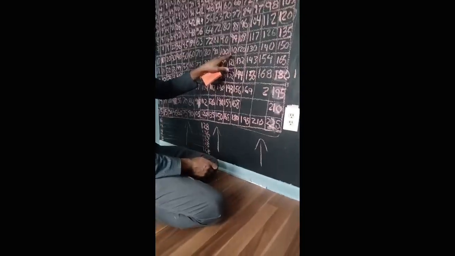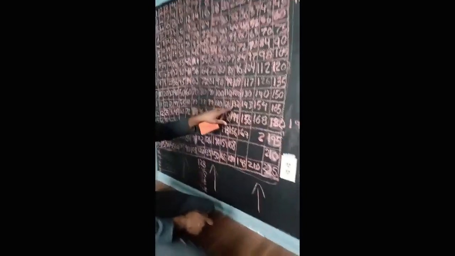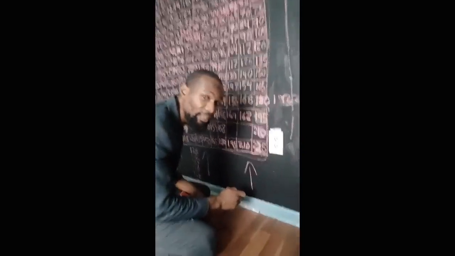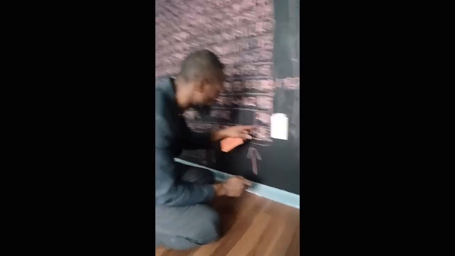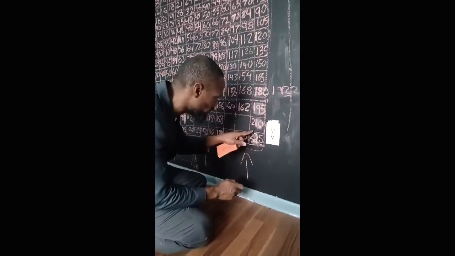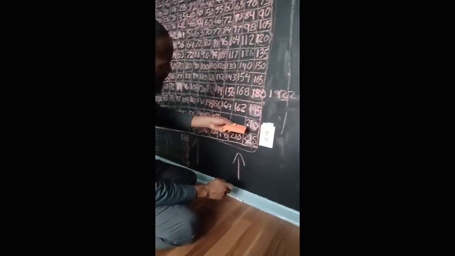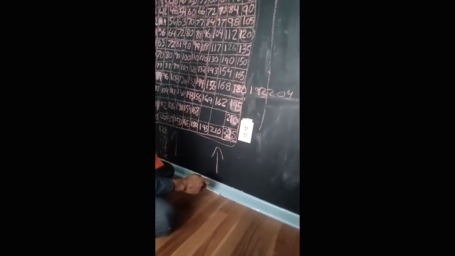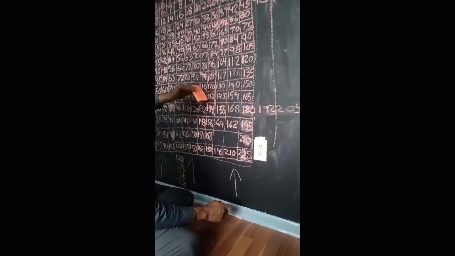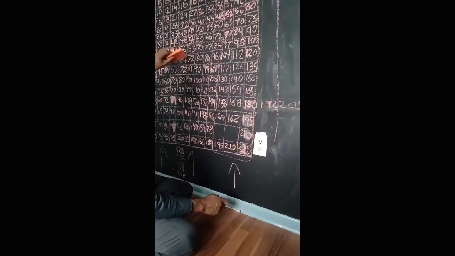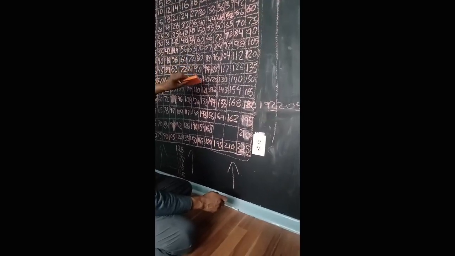11, wait, 9, 11, 13, 15, 16. Fill in the blanks. Wait a minute. Well, this should be 17 then. Let's go up. 3, 5, 7, 9, 1.